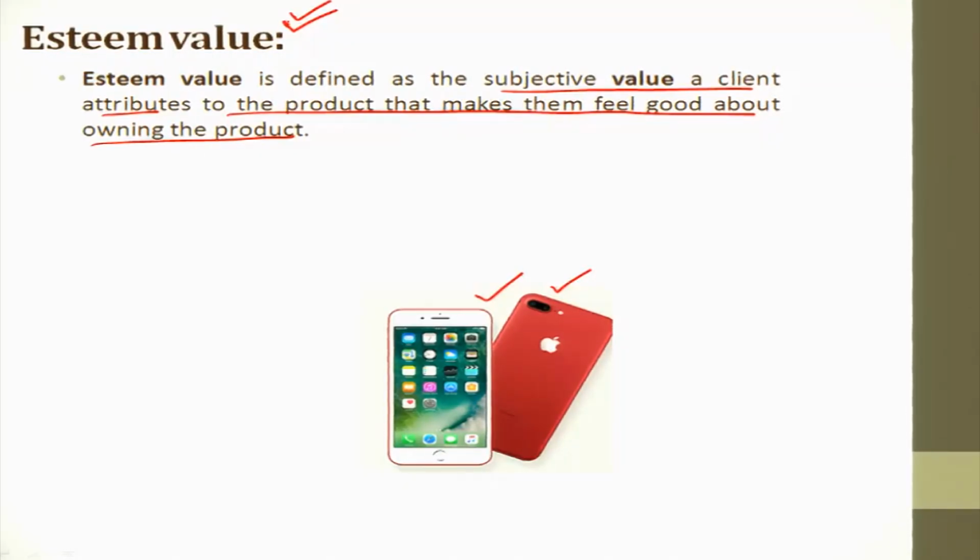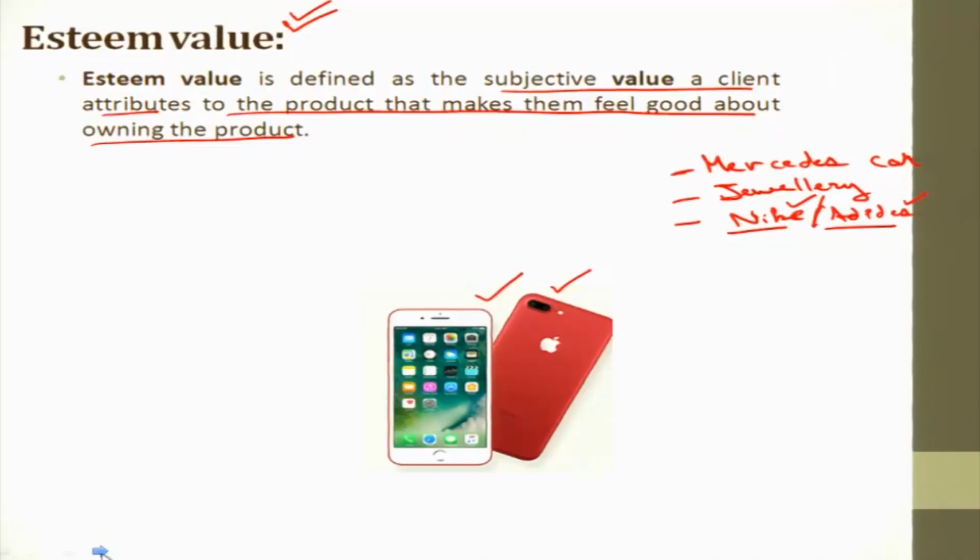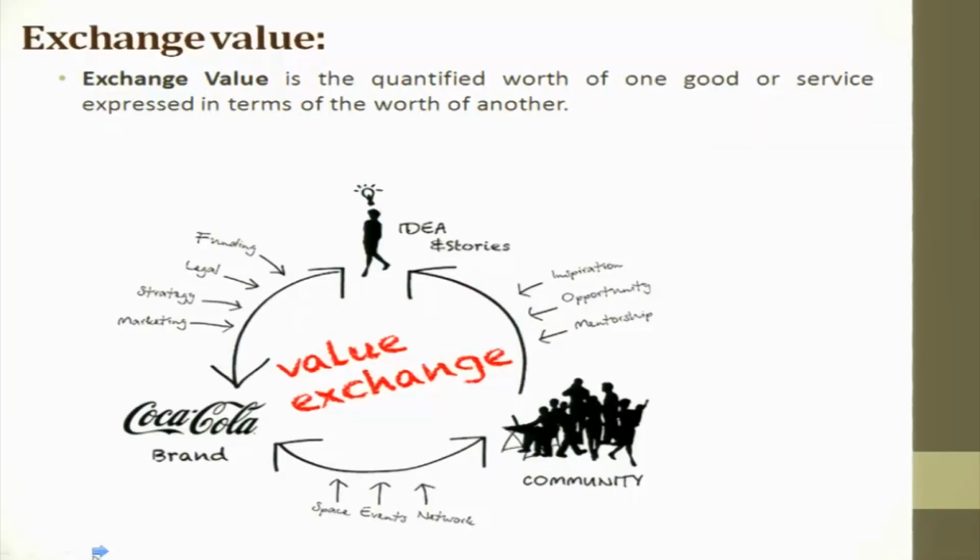So this esteem value is something like a Mercedes car, then jewelry, like Dr. Ram Kumar said, you wear Nike or Adidas shoes. The shoes were once designed to cover the foot, but now these are considered as the status symbol of the person. Next is exchange value.